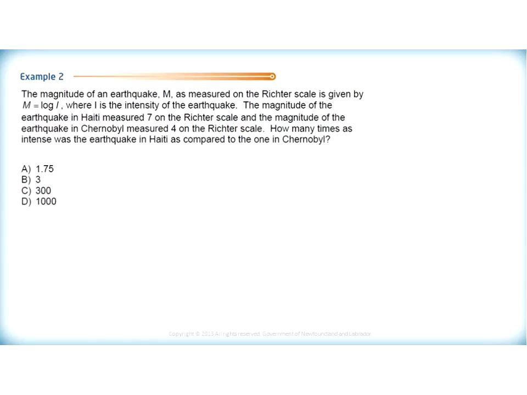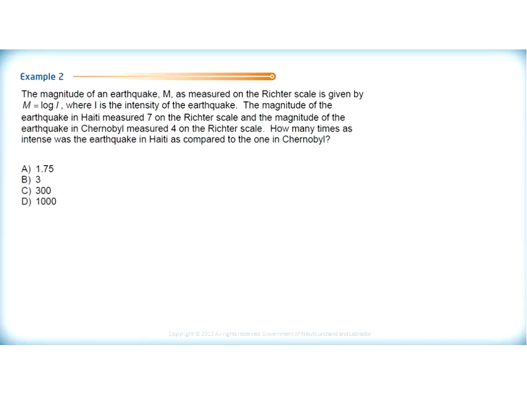In example 2, the magnitude of an earthquake M, as measured on the Richter scale, is given by M is equal to the log of I, where I is the intensity of the earthquake. The magnitude of the earthquake in Haiti measured 7 on the Richter scale, and the magnitude of the earthquake in Chernobyl measured 4 on the Richter scale. How many times as intense was the earthquake in Haiti as compared to the one in Chernobyl?